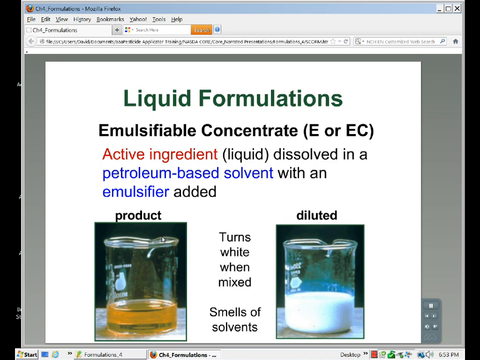Here's an important point for you to remember. When you pick up an EC, what you really have is the active ingredient, a petroleum solvent, and an emulsifier. The inerts in an emulsifiable concentrate formulation pose different risks and advantages when compared to other formulations. Make certain that you consider these.